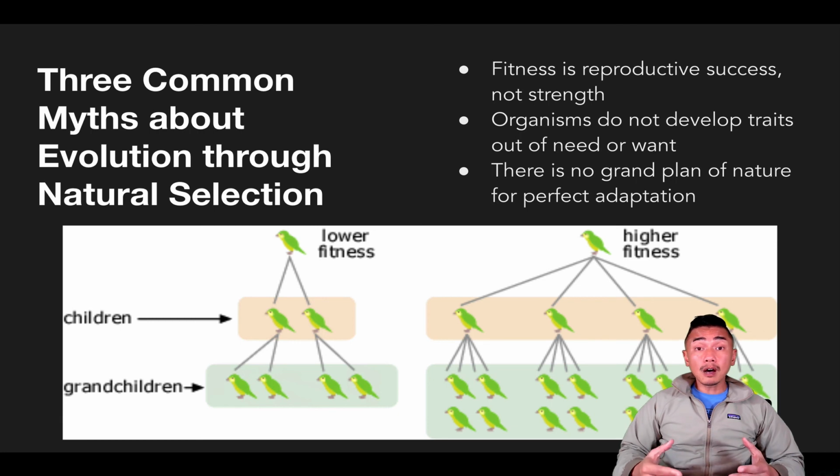There are 3 common myths or misconceptions that people often have about evolution. First, make sure you understand that fitness is reproductive success, not strength. The more offspring you have, the more fit you are. Secondly, understand that organisms do not develop traits out of need or want. These things must be present before nature decides to select for them. And then lastly, there is no grand plan that nature has for perfect adaptation. The environment is always changing, and therefore the definition of perfect is always changing.